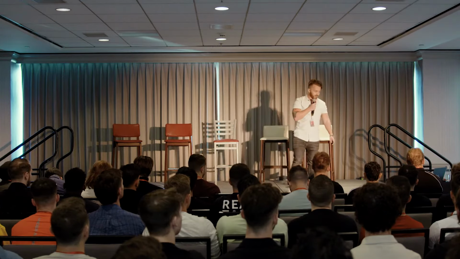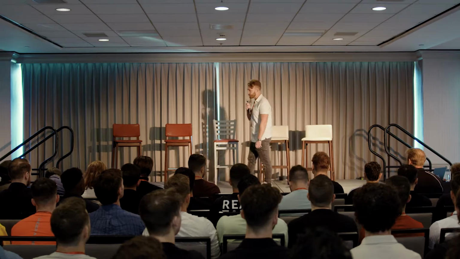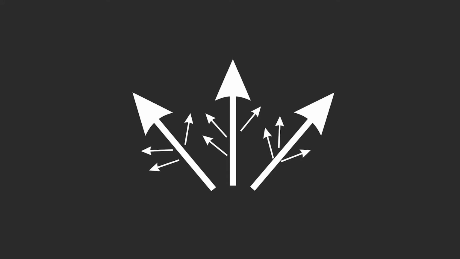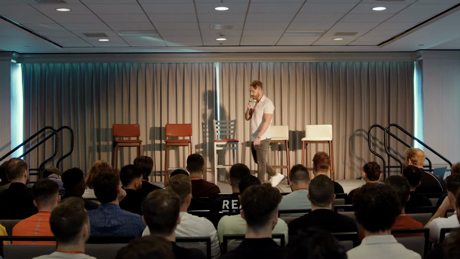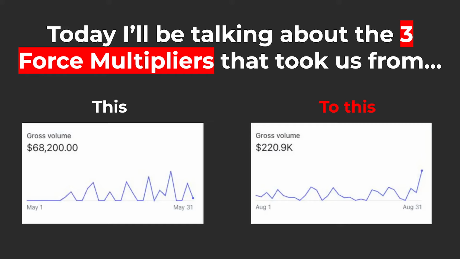And this is what those look like. There's the big arrows and the small arrows. The big arrows are the force multipliers, and the small arrows are the small optimizations of those. You can't grow your business unless you move the arrows further along or introduce new big arrows. The small arrows don't matter. You will figure them out through pure iteration. So what we're going to be talking about is the 3 force multipliers that took us from a 68K a month to 220 in 3 months. And I'm going to explain those here to you now.